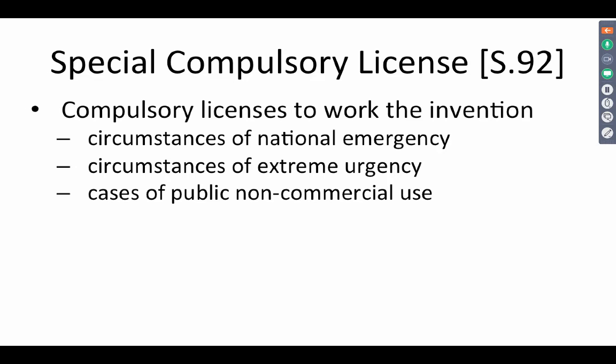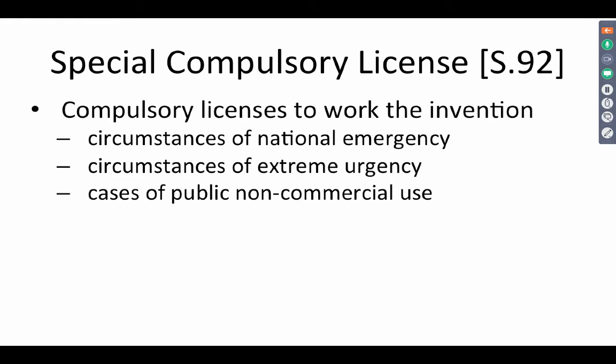So, what are the requirements under 92? The central government first makes a declaration by notification in an official gazette. So, the central government makes a declaration that this is a matter on which a compulsory license can be used. And after the central government makes the declaration in the official gazette, a person makes an application to the controller. Okay, it's the controller who ultimately grants a license, but there is a background.